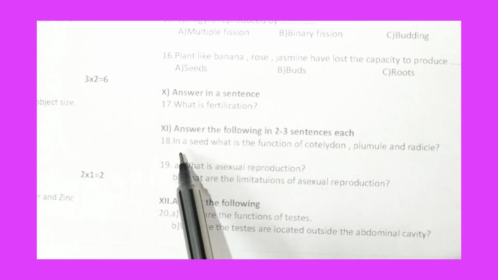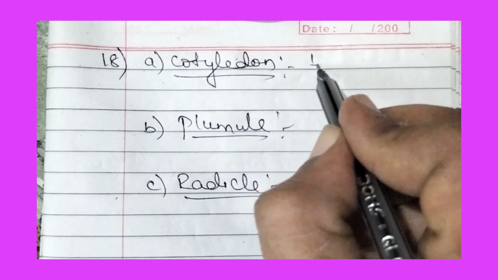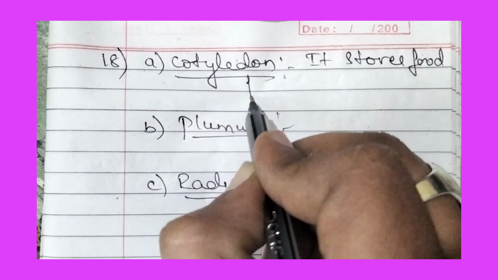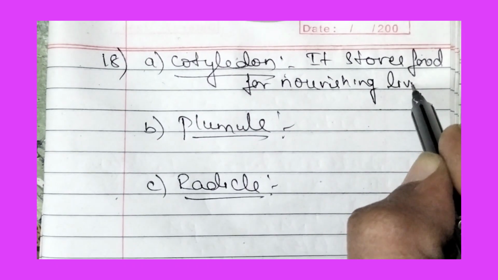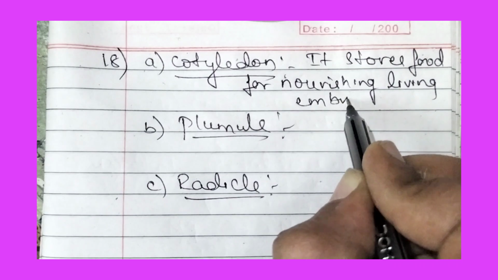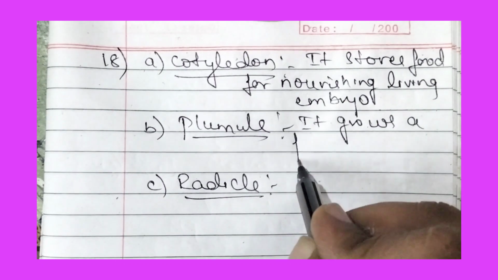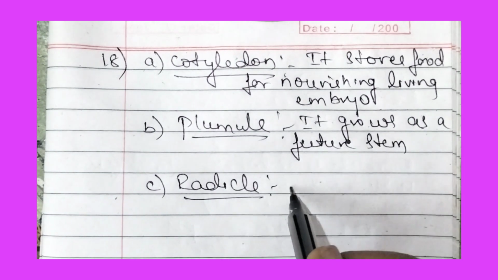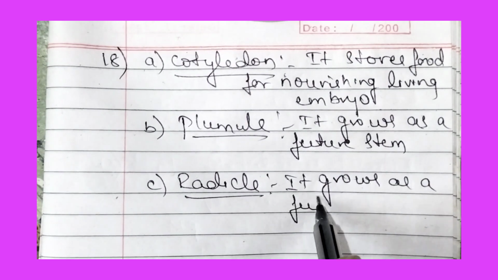Now the 18th one: in a seed, what is the function of cotyledon, plumule and radicle? The cotyledon stores food for nourishing the living embryo. The plumule grows as the future stem. The radicle grows as the future root.